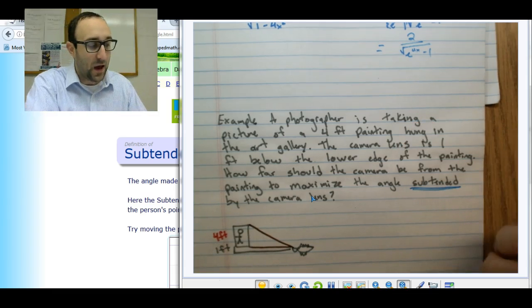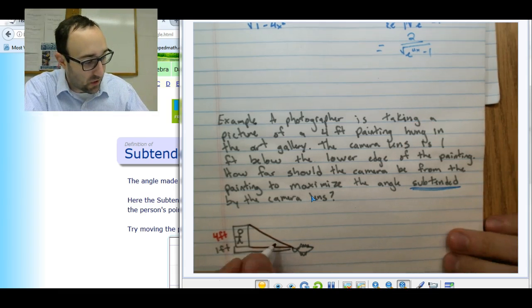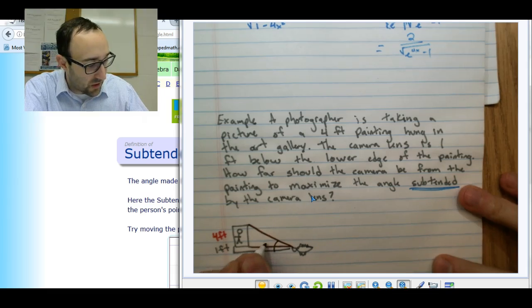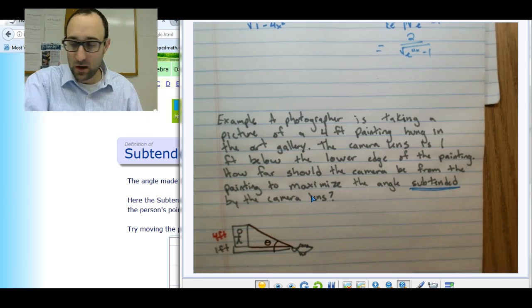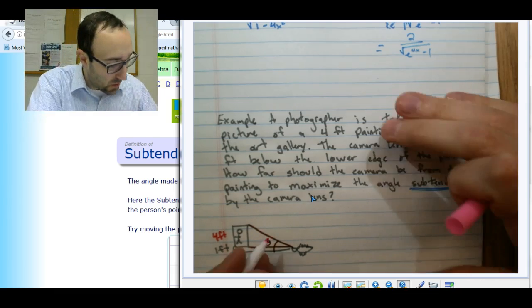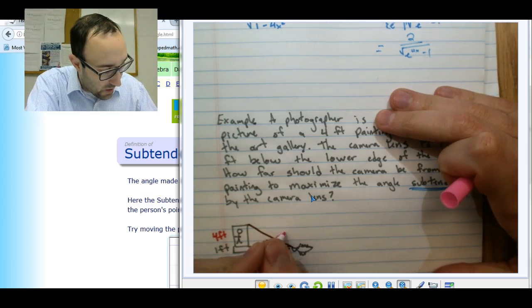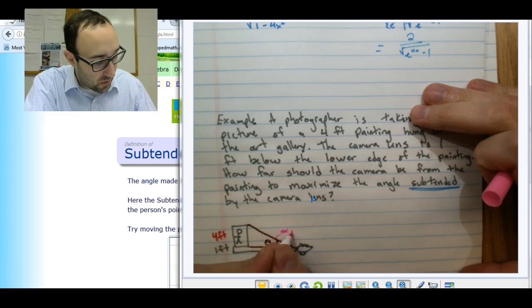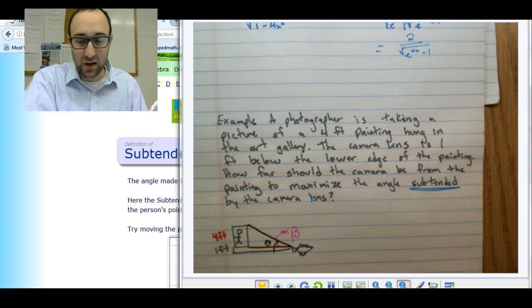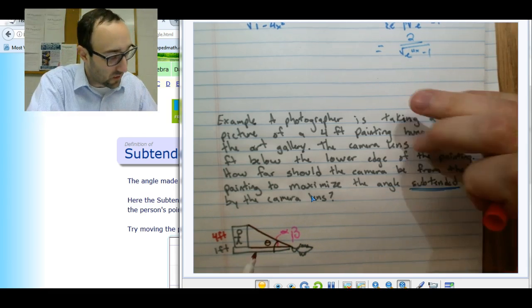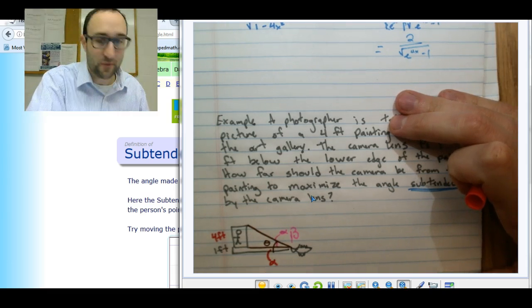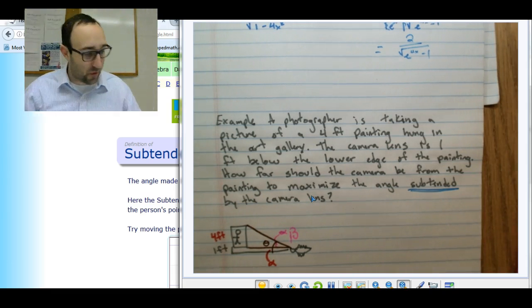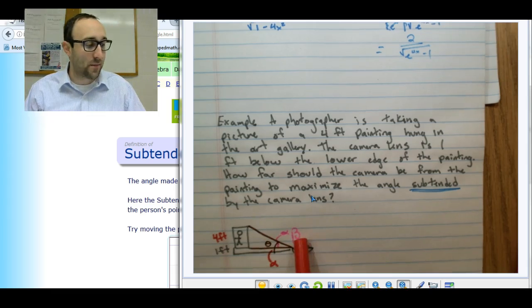All right? So we have a whole bunch of angles. Let's say this whole thing is theta. And let's call this one alpha. Let's call it beta. That seems like more fun. Let's call that one beta, and let's call the other one, the one that's down here, alpha. Okay, so now we have three different angles, and we want to be able to maximize beta.